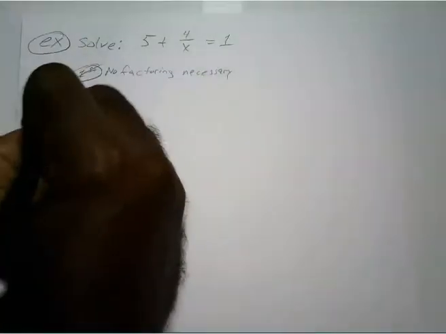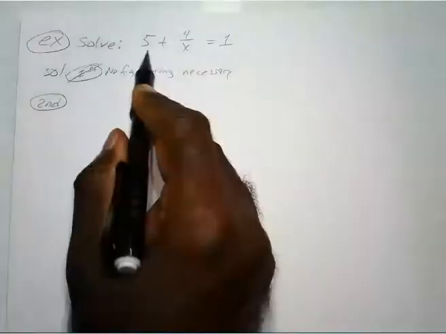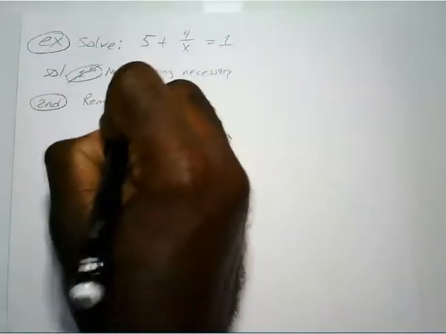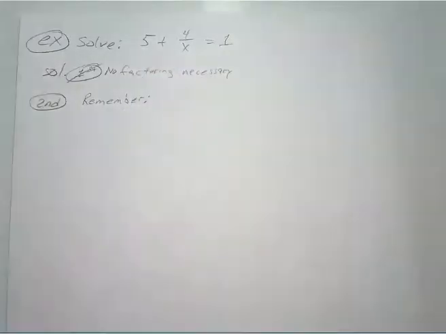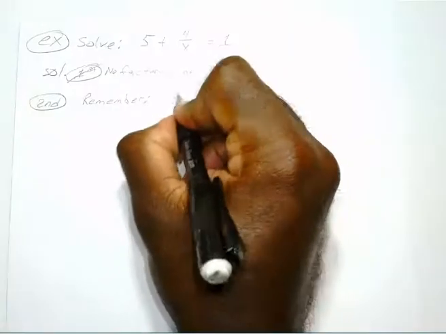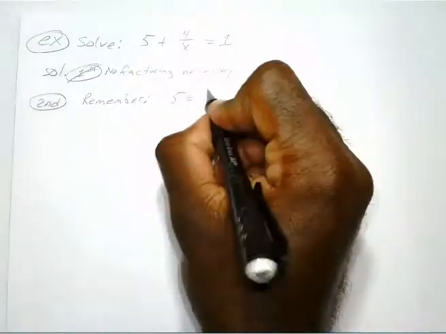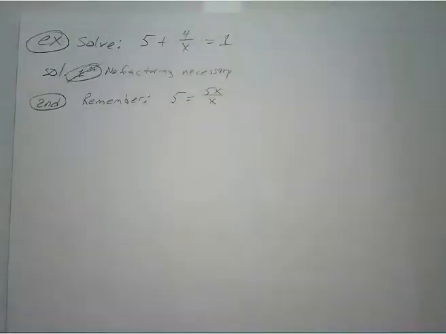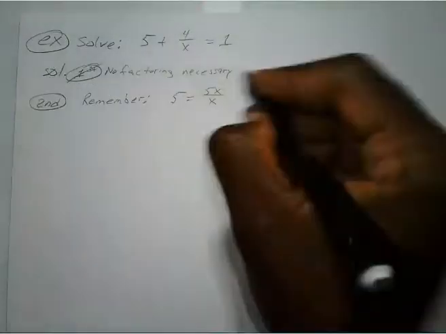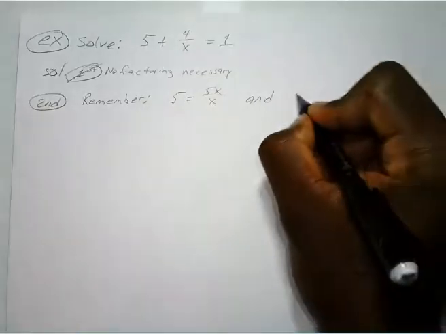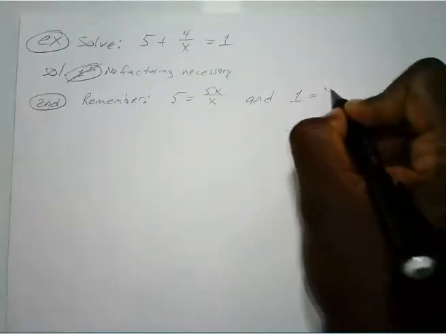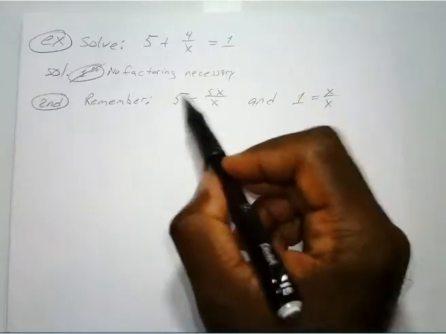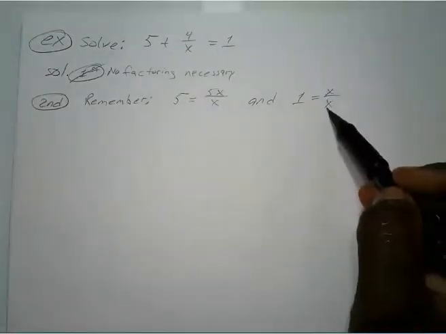Now for your second step, you want to match your denominators. To do that, you just have to remember that 5, you can make that 5x over x. Exact same thing. And also 1, you can make that x over x, because as soon as you cancel out the x's here, you're left with 5. As soon as you cancel out the x's here, you're left with 1.